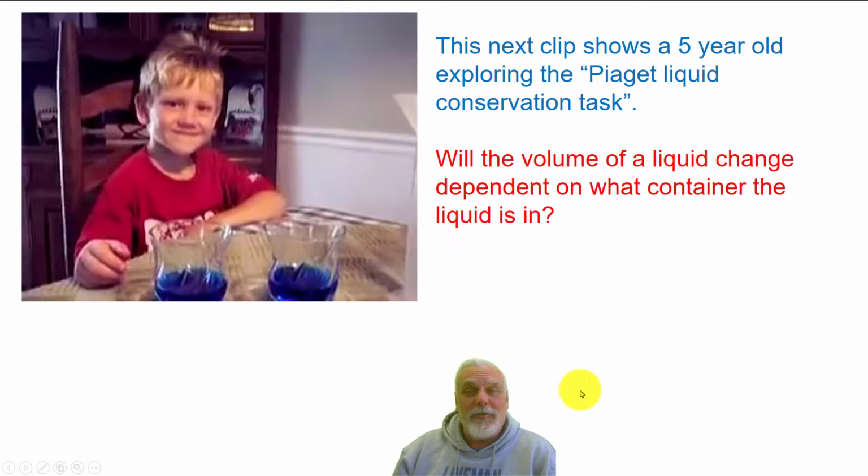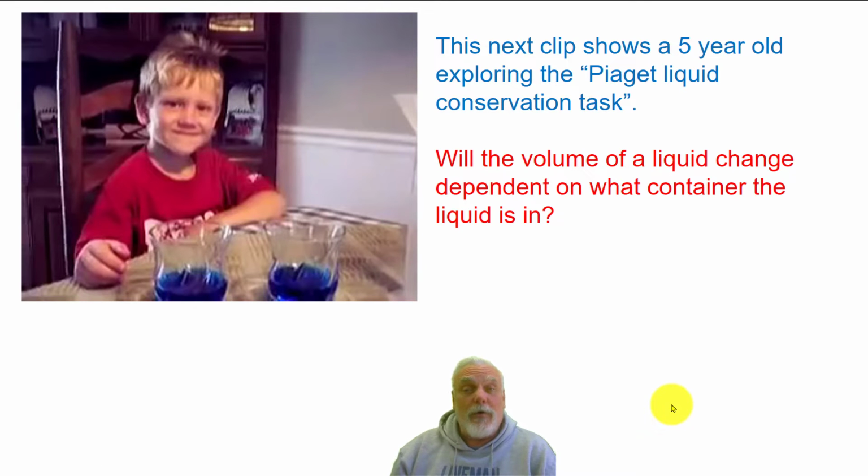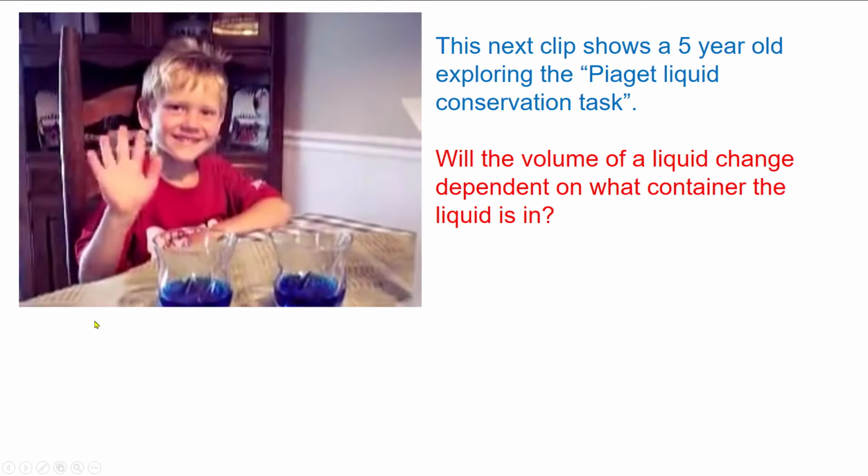This next clip shows a 5-year-old exploring the Piaget liquid conservation task. This goes along with what I just said about having this liquid amount and this liquid amount. This one's higher, this one's not. However, it's still the same amount of liquid. We understand that the more narrow the container, the liquid is going to rise to a higher level. Now, a 5-year-old doesn't necessarily have the cognitive ability to understand that. Let's take a look at this clip. And he's 5.5 years old.